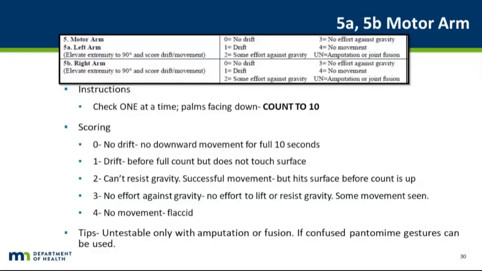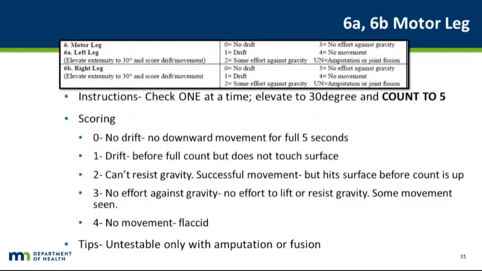If they are confused, you can use pantomime gestures to try to help the patient follow what you are asking them to do. We have often encountered patients with arthritis and joint pain, and when this happens, use your best judgment for scoring. For scoring the legs, again, check one at a time. Have them elevate their leg and hold for a count of 5. Scoring is the same as motor function for the arms, except again, the count is only for 5 seconds. You may also help to raise the leg for this one.